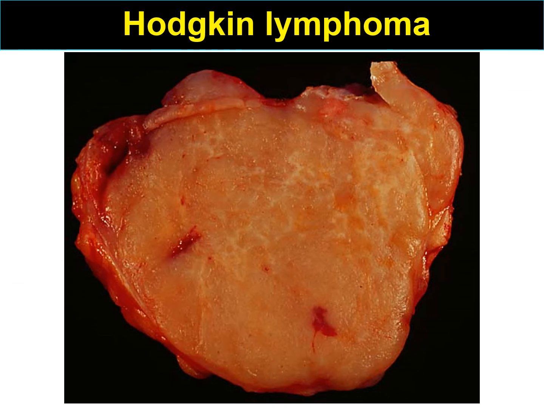This is the cut surface of a lymph node that is affected by Hodgkin lymphoma, and here you can see that the cut surface is heterogeneous and also showing some areas of fibrosis, and hemorrhage is also evident.